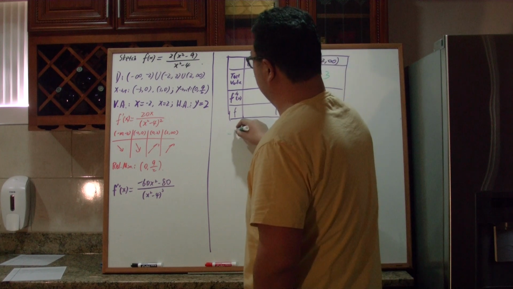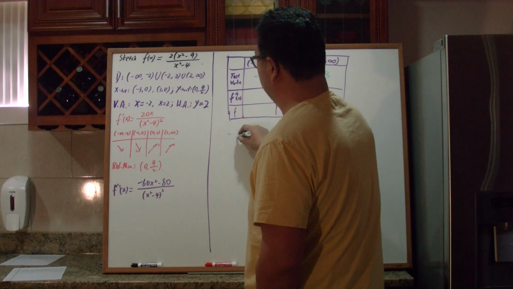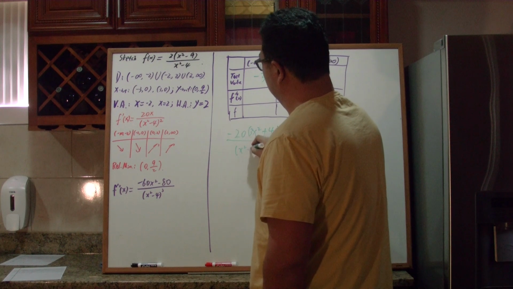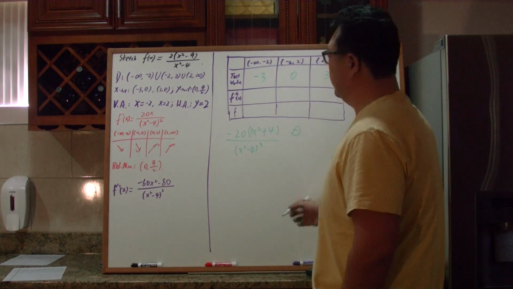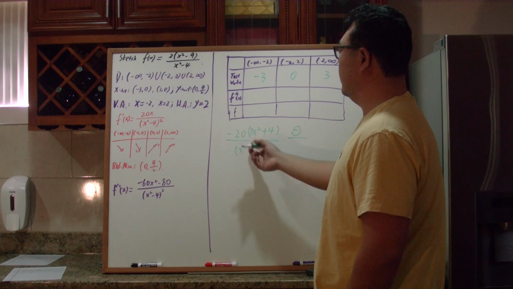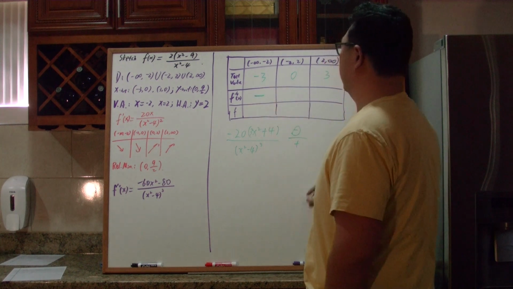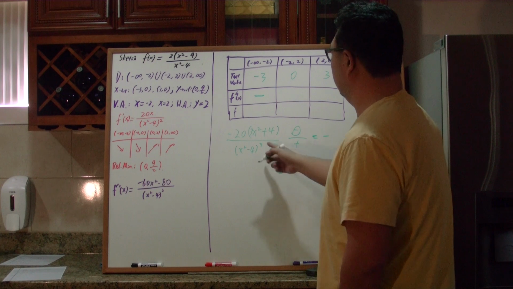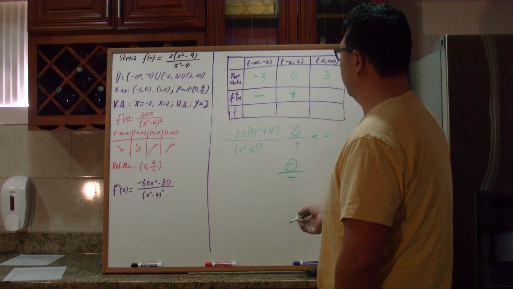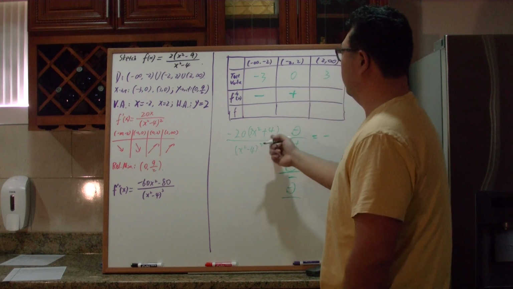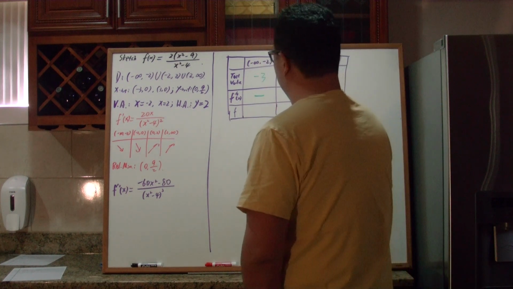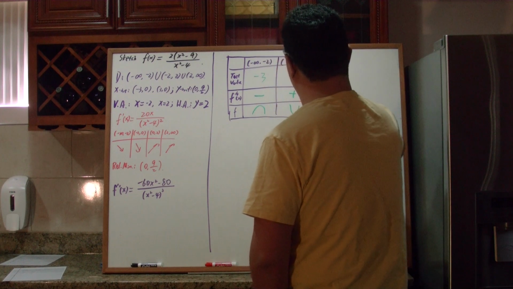For f double prime, that is negative, maybe we'll take the x squared plus 3 over x squared minus 4, cubed. Well, the numerator is always negative. It depends on the denominator, right? So if we put negative 3 in, that's 9 minus 4, that's positive. Total, that's negative. If we put 0 in, that's 0 minus 4, which is negative. Cubic is also negative, that's positive. And the last part, putting 3 in, that's 9 minus 4, which is positive. So what we get is concave down, concave up, and concave down.